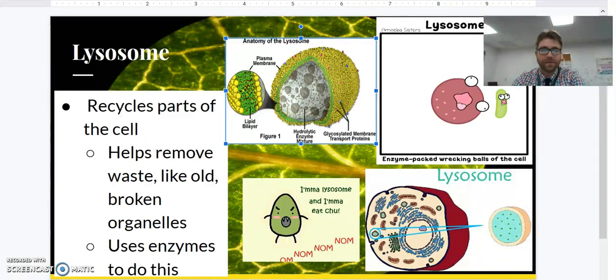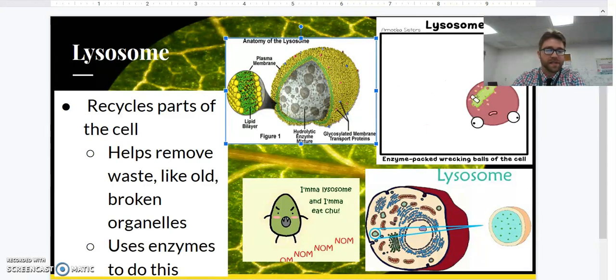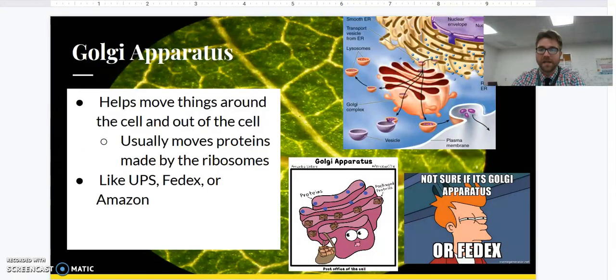Alright, let's keep going. We're doing pretty good. We're almost done with all the organelles. Next up, we've got the Golgi apparatus. The Golgi apparatus can modify proteins, but it cannot build them. Golgi body does not build.